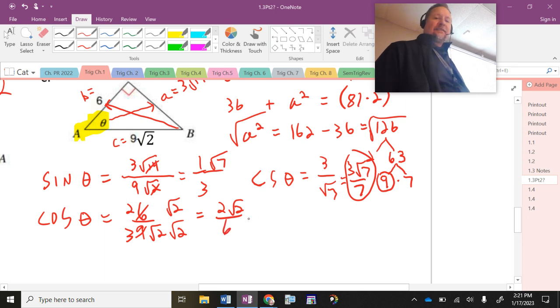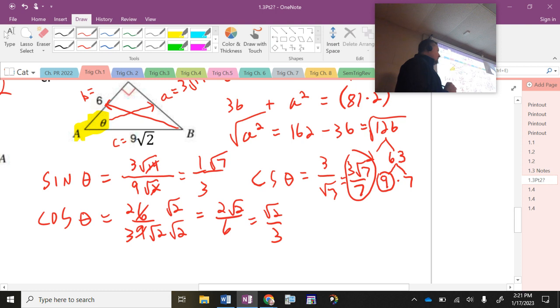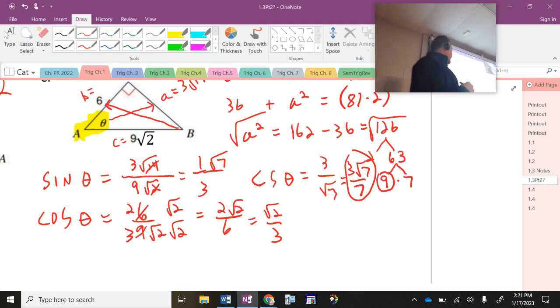2 times 3 is 6. Unfortunately, I have one more reduction. So a bit of an annoyance in this question. Like 3 different things I had to do. I had to simplify, I had to rationalize, and then I had to simplify again.